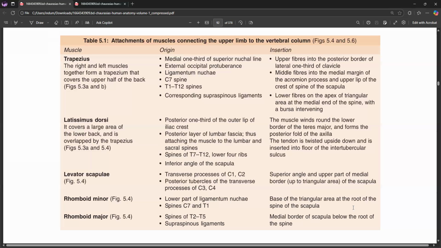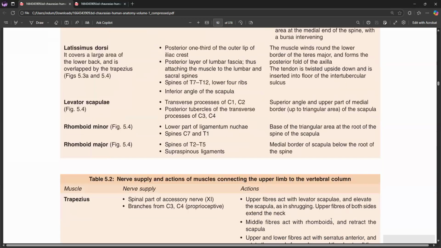Insertion. The muscle winds around the lower border of the teres major and forms the posterior fold of the axilla. The tendon is twisted upside down and is inserted into the floor of the intertubercular sulcus. Levator scapulae, figure 5.4. Origin. Transverse processes of C1, C2, posterior tubercles of the transverse processes of C3, C4. Insertion. Superior angle and upper part of medial border up to triangular area of the scapula.